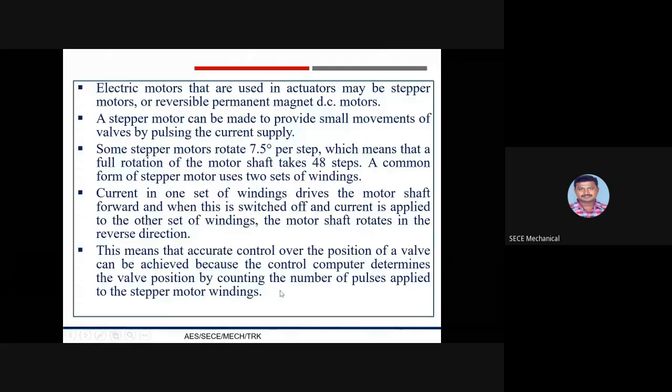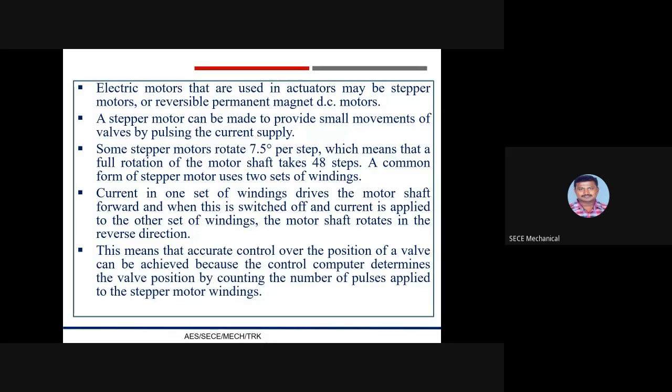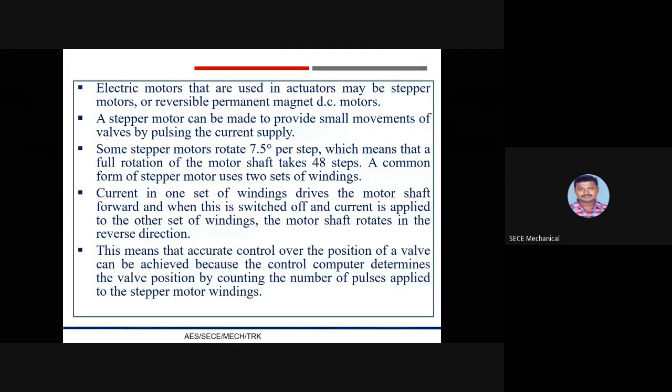Here, the solenoid current is switched on and off at frequencies that change to suit operating requirements. Electrical motors are also used in actuators, because these electrical motors and electromagnetic devices obey the electrical signals which come from the electronic control unit or module. In automotive vehicles, we mostly use devices that obey electrical signals, like a stepper motor or reversible permanent magnet DC motors, depending upon the signals they receive.